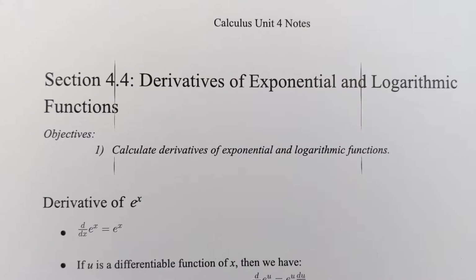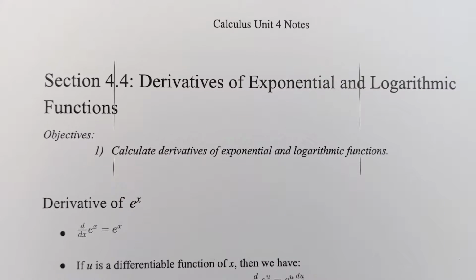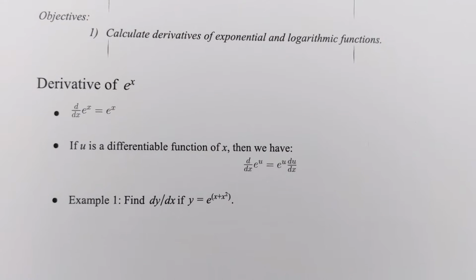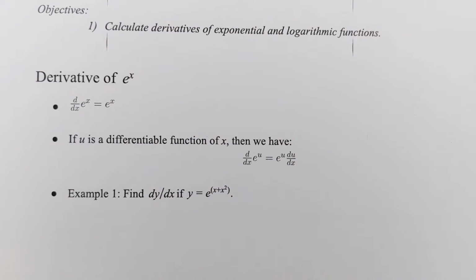Okay, here we've got the notes for section 4, which deals with derivatives of exponential and logarithmic functions. So we've got some definitions up here first. The derivative of e to the x. So e to the x is actually unique. The derivative of e to the x is itself. It's also e to the x.